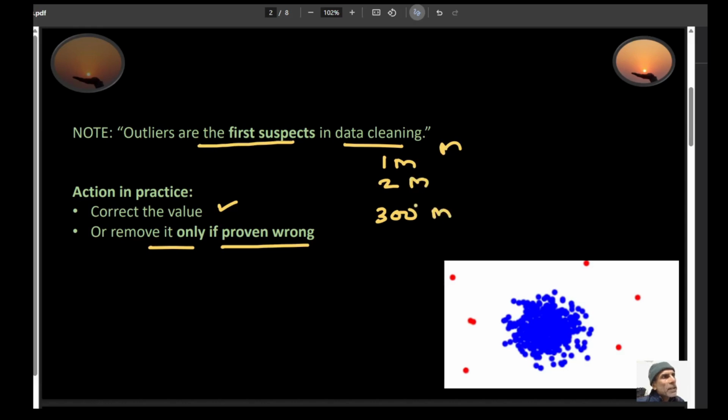It's very likely that they made a mistake over here. They wrote it in centimeters; maybe this should have been 3 meters. So you may have to actually correct this value to 3 meters if you know that this is what happened. Otherwise, remove it completely if it is proven wrong.